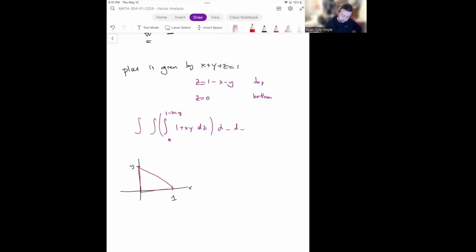I've already figured out how, given a point x, y, to figure out the height of the tetrahedron above that point. So now I have to figure out how to chop this region up in terms of the y and x's that we did in the double integral section.